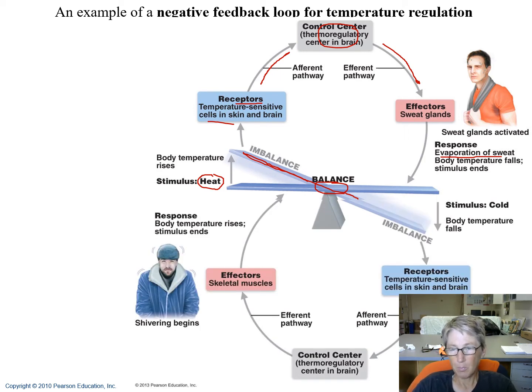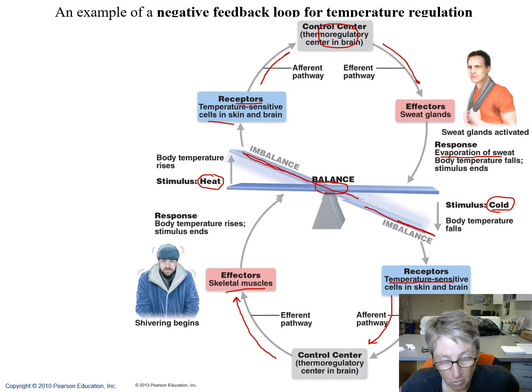But now let's say in this bottom part of the cartoon, the stimulus is cold. So you've still got an imbalance in your homeostatic temperature. So body temperature goes down. Again, there's receptors in your skin and brain that respond to temperature. Information about that cold will travel in the nervous system, along an afferent pathway to the control center, and then the nervous system will send out information to your skeletal muscles to say, start shivering, and that should warm you up.